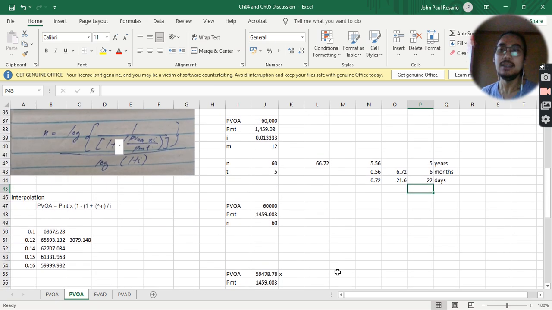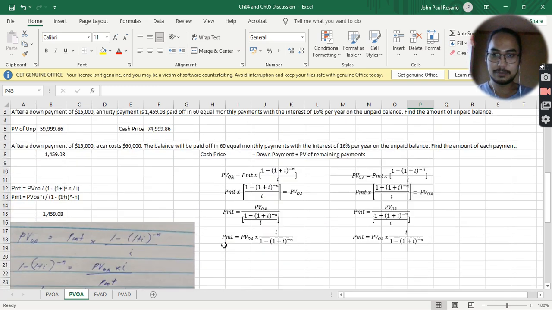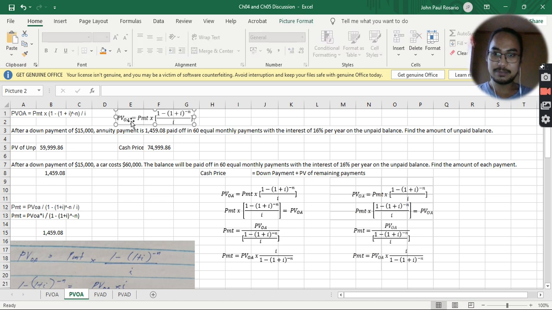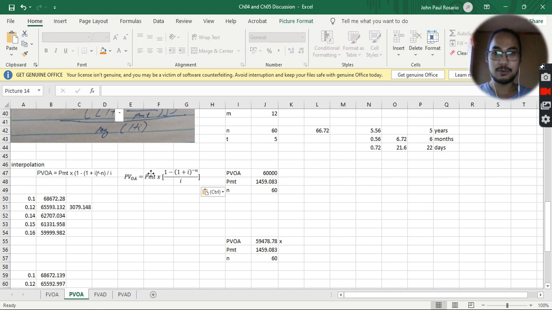Okay? So next is how to solve for the interest rate using interpolation. Again, for interpolation, guys, all that we can use is a high-low method, trial and error, because we cannot just simply manipulate the formula. Okay. So, where are we? So our formula again is this one. Let me just copy this so it looks better. Yeah, this one. This is our formula.